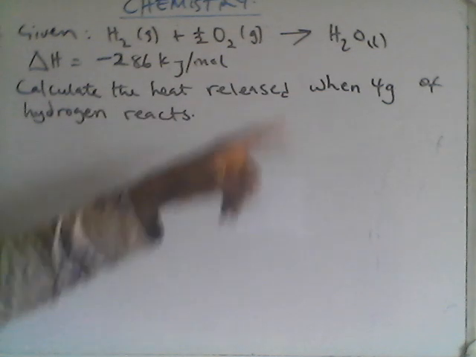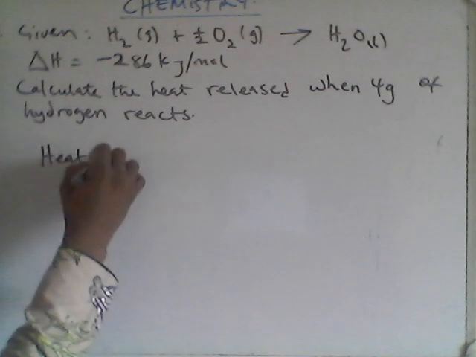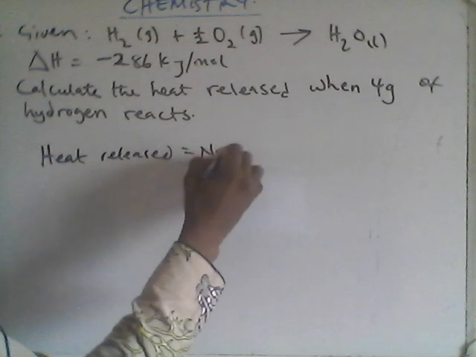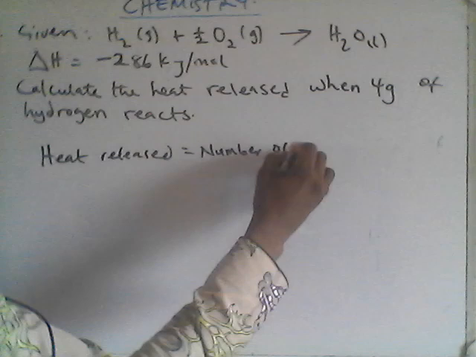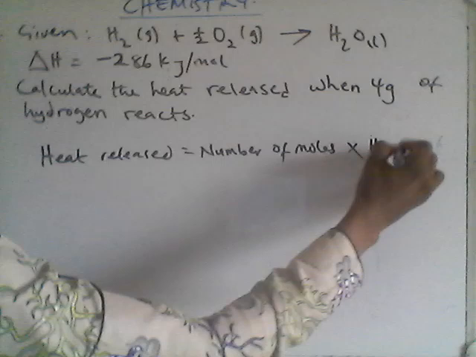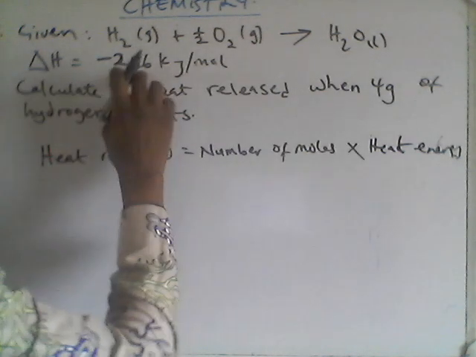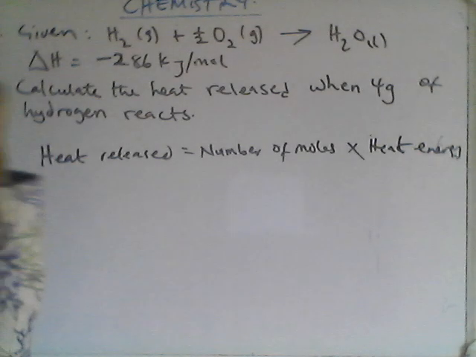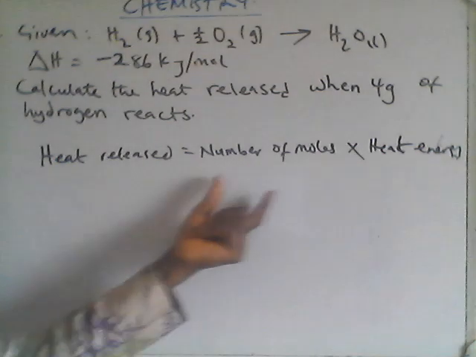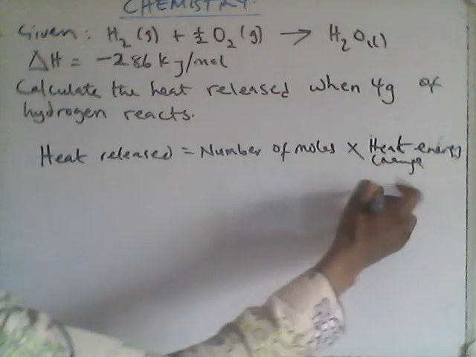So we should calculate the heat released when 4 grams of hydrogen reacts. Heat released is equal to number of moles times the heat energy change. This minus here, I told us, is for knowing the kind of reaction, exothermic. So it doesn't play in the calculation. So we have heat energy change, that's this one, 286.